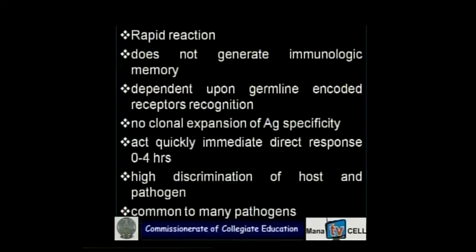So what are the properties of this innate immunity? It shows a rapid reaction and does not have any immunological memory response. This innate immunity mainly depends on germline encoded receptors, and those receptors are involved in the recognition of pathogenic microorganisms. It also does not show any clonal expansion of cells towards the antigen, and it acts quickly towards the elimination of pathogens, showing a reaction within 4 hours. It can also differentiate host cells from pathogenic cells, and it is common to all pathogens. So that is known as innate immunity.